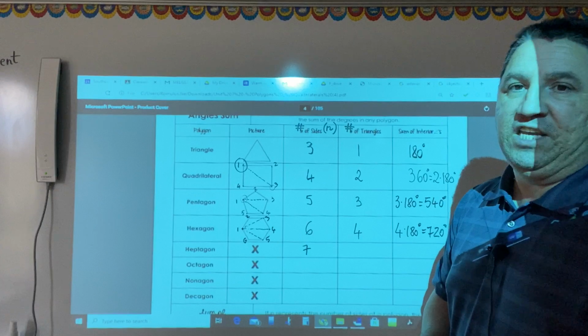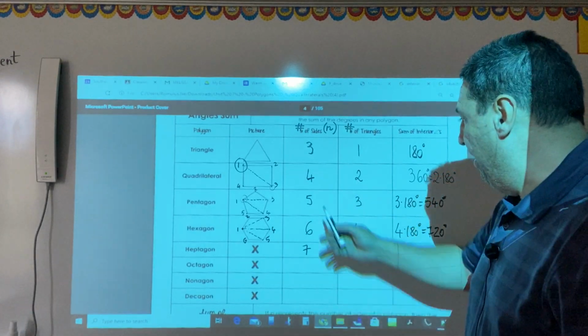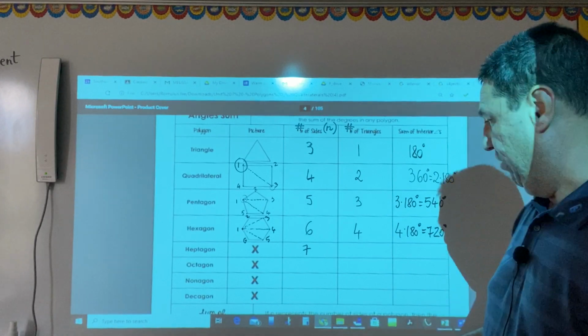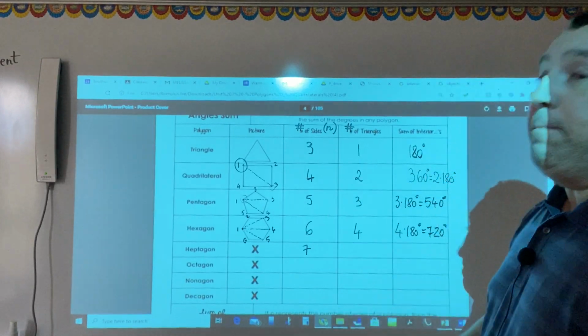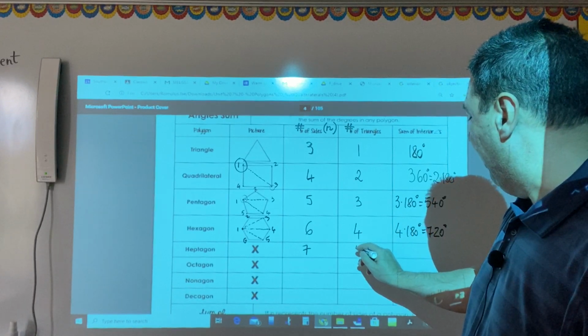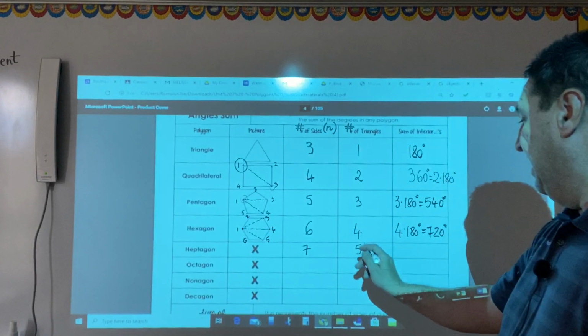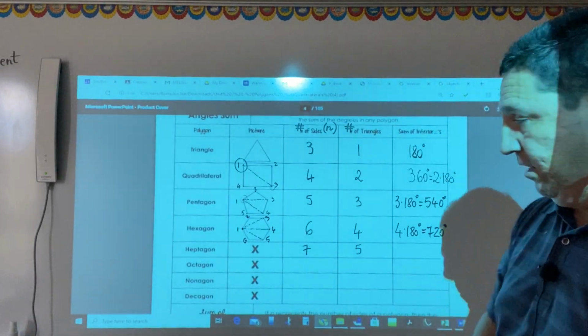3 minus 1 is 2, 4 minus 2 is 2, 5 minus 3 is 2, and so on. So, if you keep the same pattern, here we should have 5. In other words, a heptagon consists of 5 triangles.